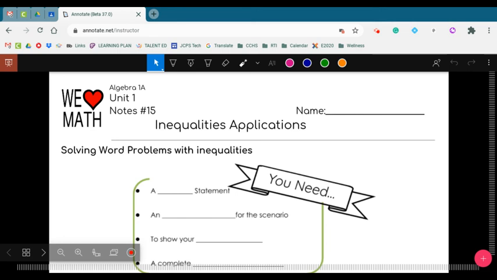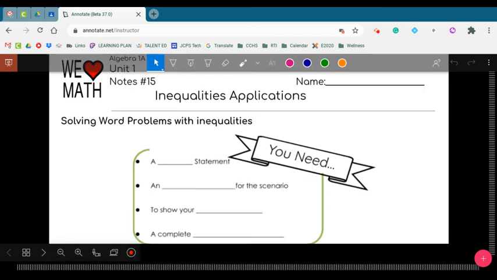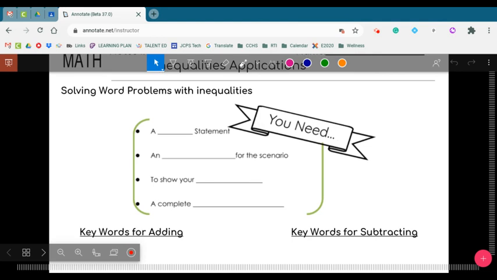Okay, today we're going to cover our Unit 1 Notes number 15, which is our inequalities application. Earlier this week, we talked about solving inequalities and graphing inequalities. Today we're going to talk about just solving inequalities, but in a word problem format. It's going to be similar to what we've done with regular equations, but now we're just going to have inequalities.